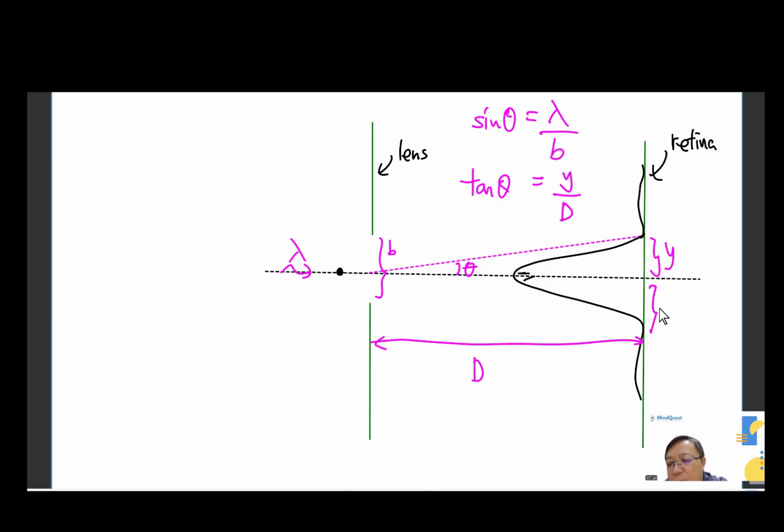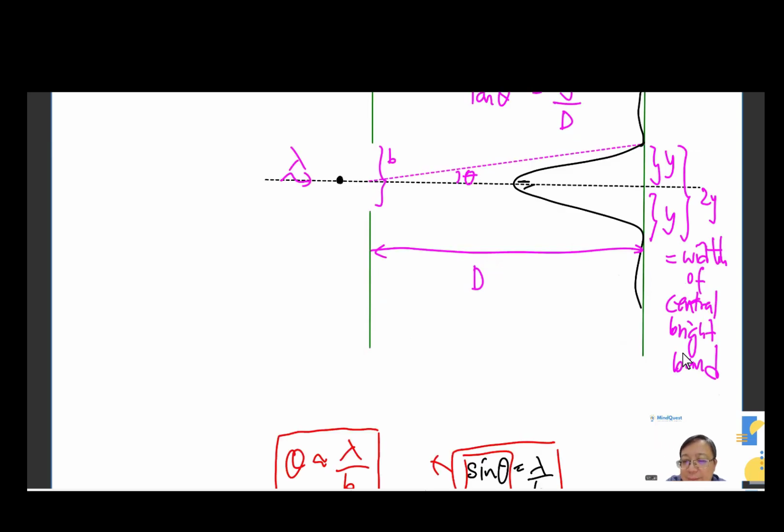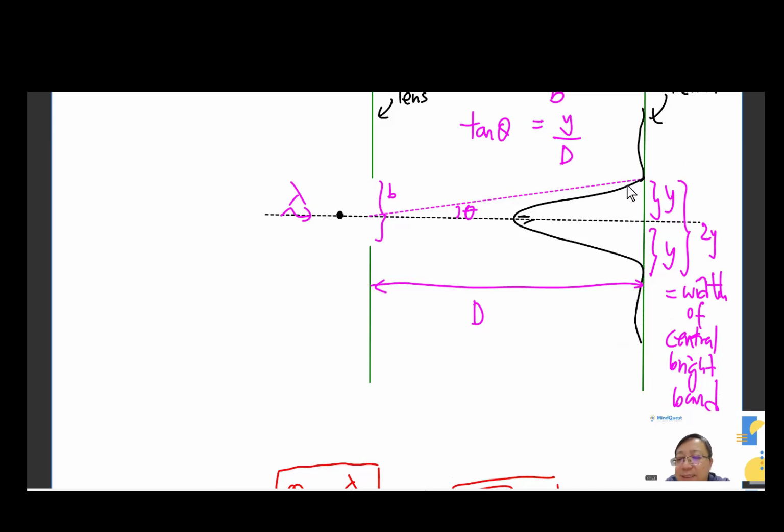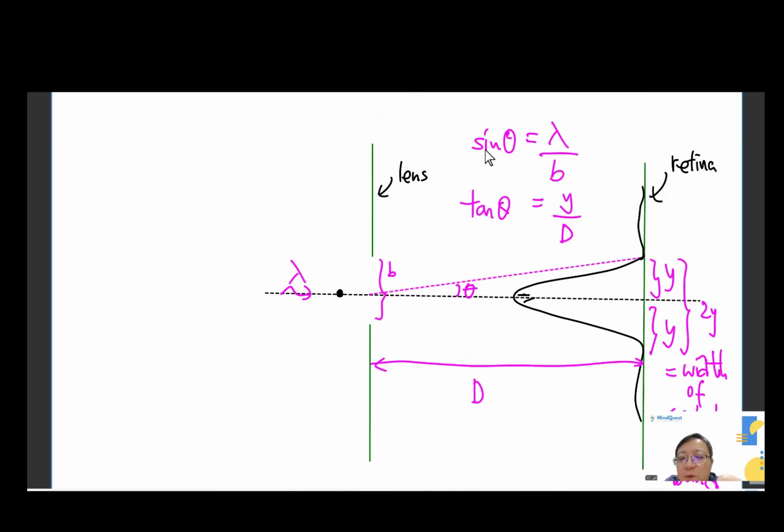And what is this y? y plus y becomes 2y. We call it the width of the central bright band. This is the one that they always ask you. For single slit, we have these two very popular formulas, and you have to always remember this construction, okay?